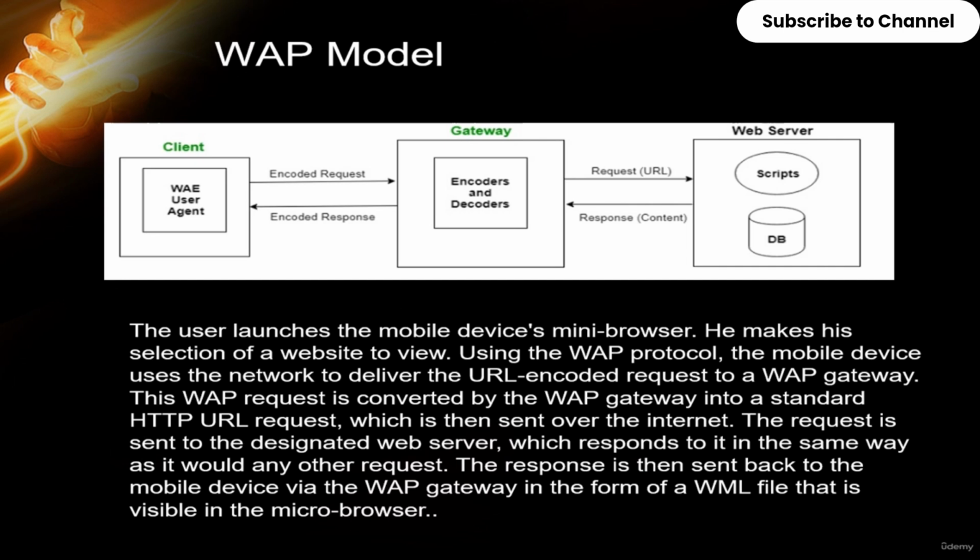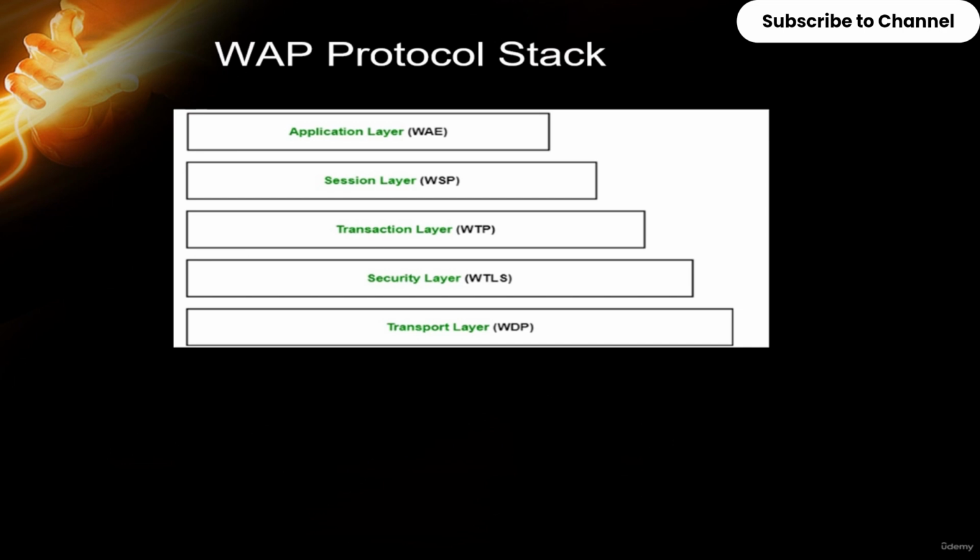The web request is converted by the gateway into a standard HTTP URL request. This request is sent to the designated web server, and the response is sent to the web gateway with the WML file for the mini browser. In this way, the client gets the data between web server and client through the gateway. Like a simple HTML script, how web applications work, similarly WML scripts are used to get the data from the client to the server. So this is the application protocol.